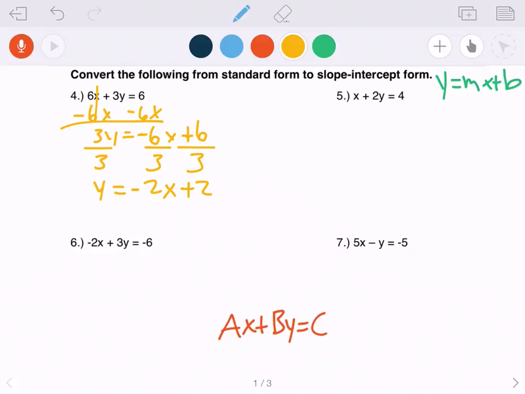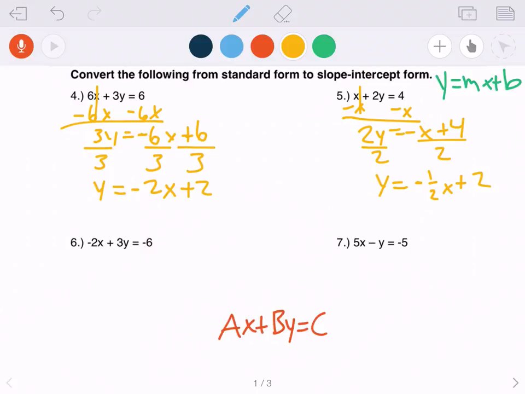Same thing, I'm solving for y, so I'm going to get rid of the x by subtracting x from both sides, because it's positive x. So I'm left with 2y equals negative x plus 4. Then I don't want 2y, I just want y, so I'm going to divide both sides by 2. I have to divide everything on the right side by 2. So negative x divided by 2 is negative 1/2 x, plus 4 divided by 2 is 2. Your final answer should be y equals negative 1/2 x plus 2.